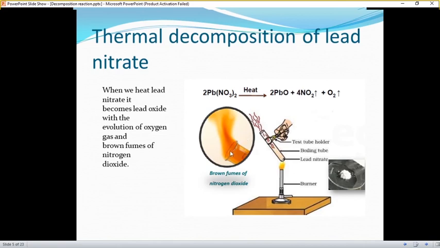Now this is the characteristic of nitrogen dioxide gas, that brown fumes are observed. So whenever you see brown fumes in a reaction, you can conclude that it is probably nitrogen dioxide. This information will be quite useful in solving questions later on. So wherever there is a thermal decomposition and you are able to see brown fumes, you can safely conclude that nitrogen dioxide is produced in the reaction.